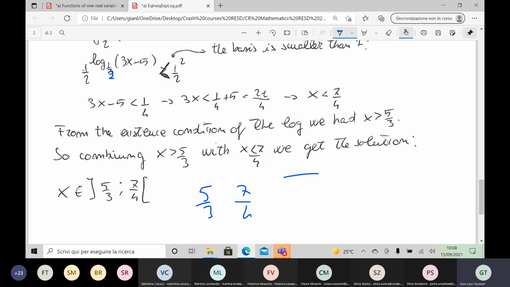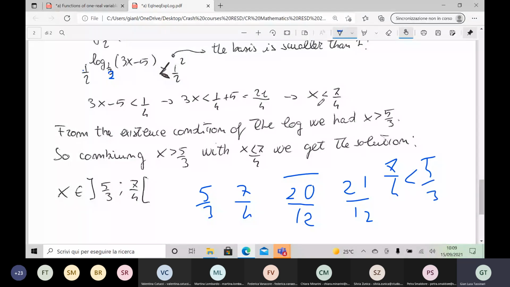How can you establish it without a calculator? You can make the common denominator. The common denominator is 12. So 5 over 3 becomes: 12 divided by 3 is 4, 4 times 5 is 20. The other is 7 over 4: 12 divided by 4 is 3, 3 times 7 is 21. So we find that 21 over 12 is bigger than 20 over 12. So 7 over 4 is bigger than 5 over 3.